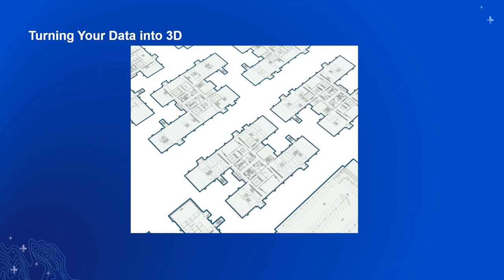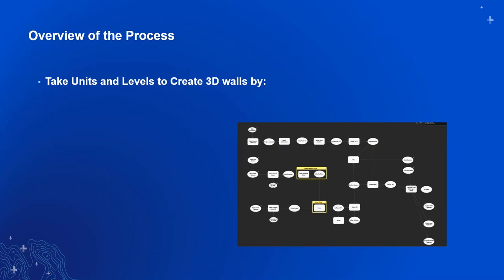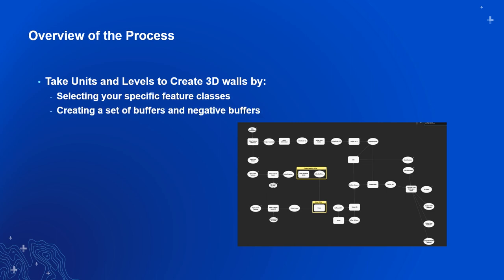In doing so, you can take something that looks like this, and I'm going to go kind of fast, I apologize. Through a series of steps, we're slicing and dicing, creating buffers and negative buffers, applying CGA rules, and symbolizing your results.